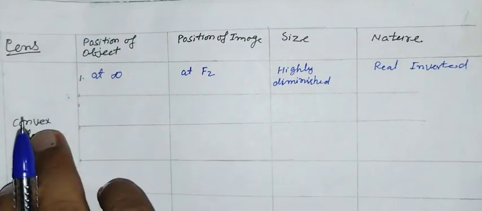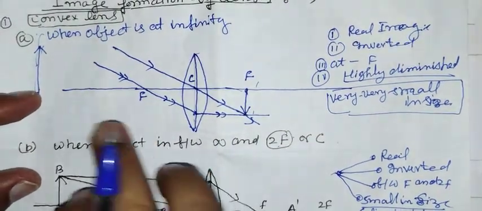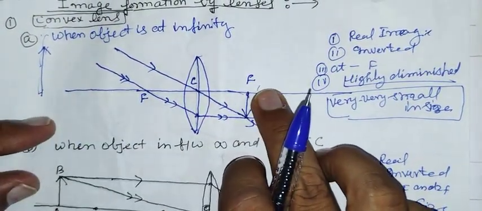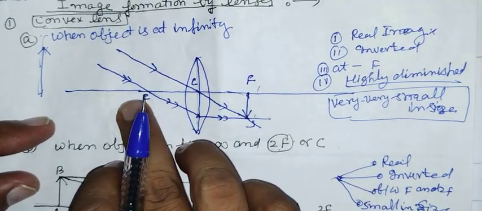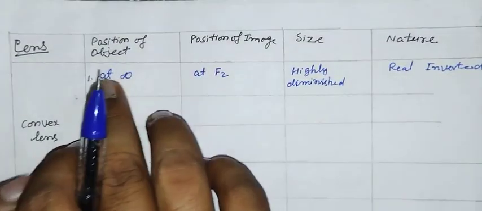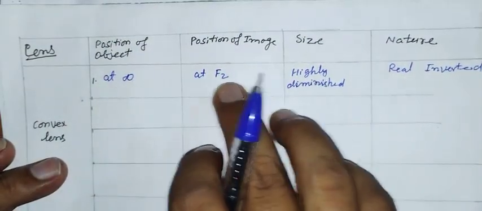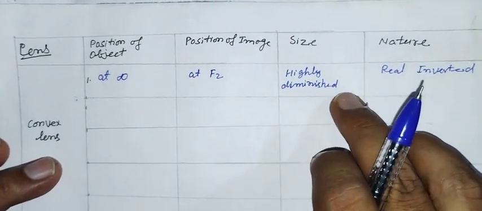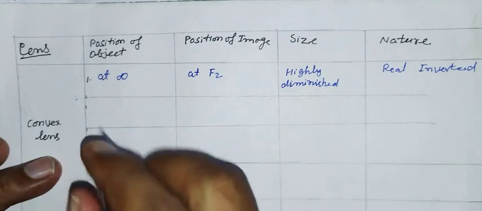In case of a convex lens, see, the first is this. Object at infinity, of larger size. On the second side take the focal point F2 and on this side F1. So the image is formed at F2, very small size, real and inverted. At infinity, on the second side at focus it is formed, highly diminished, very small size, real and inverted.